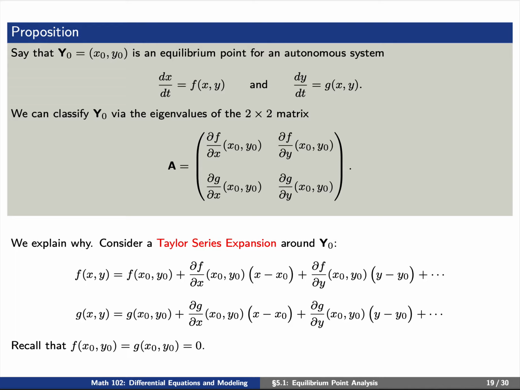First, let's consider a Taylor series expansion around this equilibrium point. Here, we're considering an expansion, but in terms of the two variables x and y. That is, we can first express f(x, y) as f evaluated at capital Y sub 0 plus the partial derivative df/dx times (x minus x naught) plus the partial derivative df/dy times (y minus y naught), and so forth, higher order terms. Recall now that f(x naught, y naught) equals 0. We can write the same expression for g(x, y).